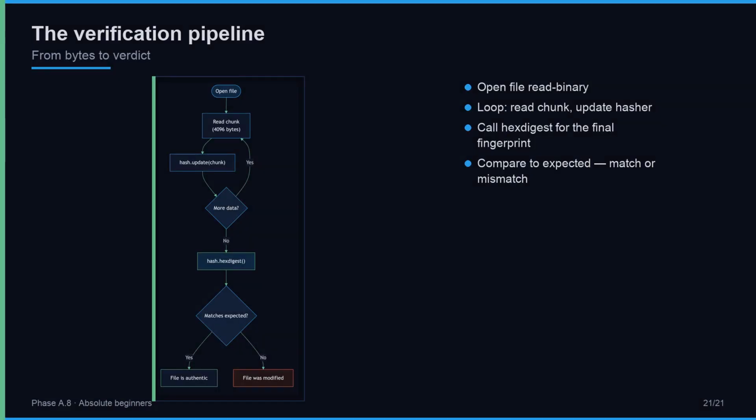Think of file verification as a pipeline with a verdict at the end. You open the file in read binary. You read the first chunk and update the hasher. You read the next chunk and update again. You keep going until the file is exhausted. You call hexdigest to read the final fingerprint. Then you compare that fingerprint to the expected one, and the verdict is either match or mismatch. Every verification tool on earth runs this same pipeline. The pipeline ends in a verdict.